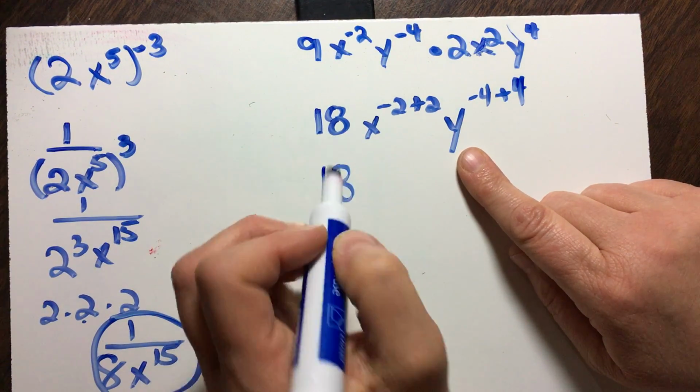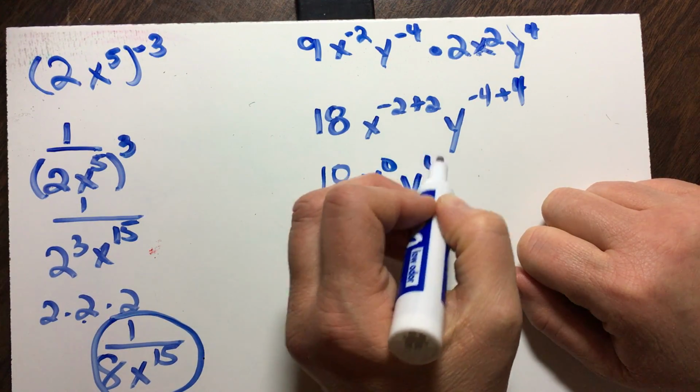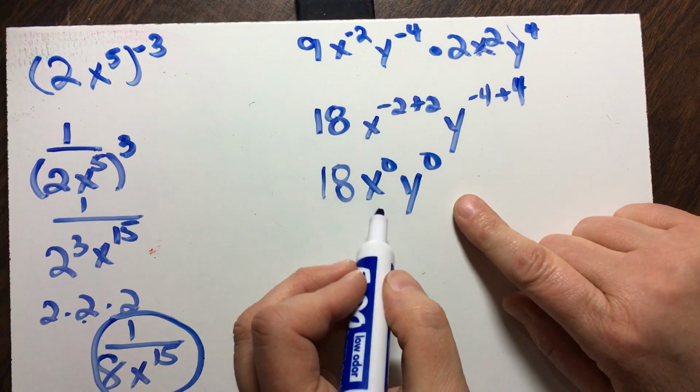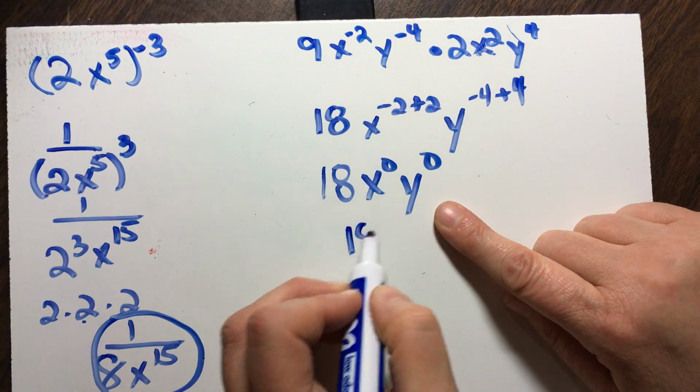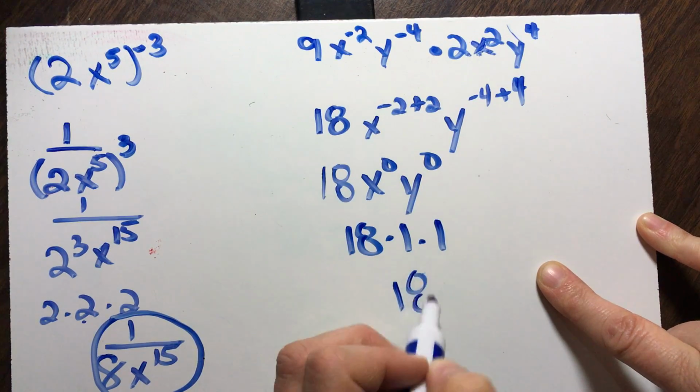So 18, x to the 0, y to the 0. These both become 1. So 18 times 1 times 1 equals 18.